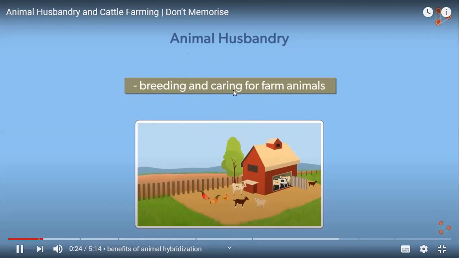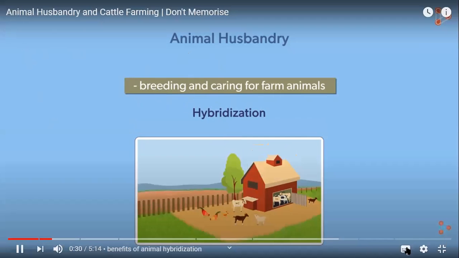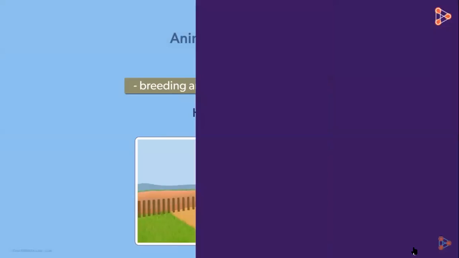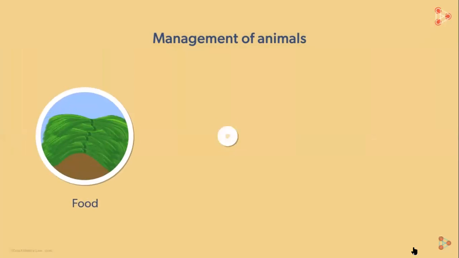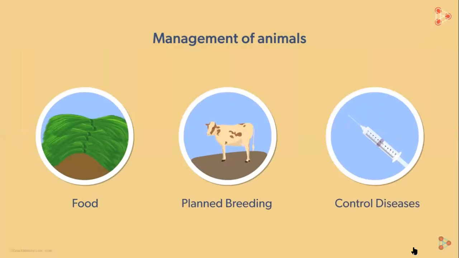Why do we employ techniques of hybridization? The answer is quite simple. It is to ensure good qualities of animals which prove advantageous to humans. What all does the management of animals then involve? It involves work in 3 distinct areas. Animals need to be fed, breeding of animals is planned, and diseases that attack animals must be controlled.